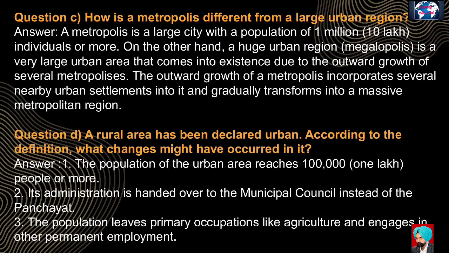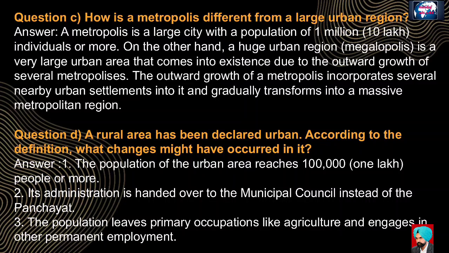Question C. How is a metropolis different from a large urban region? Answer. A metropolis is a large city with a population of 1,000,000 (10 lakh) individuals or more. On the other hand, a huge urban region, megalopolis, is a very large urban area that comes into existence due to the outward growth of several metropolises. The outward growth of a metropolis incorporates several nearby urban settlements into it and gradually transforms into a massive metropolitan region.